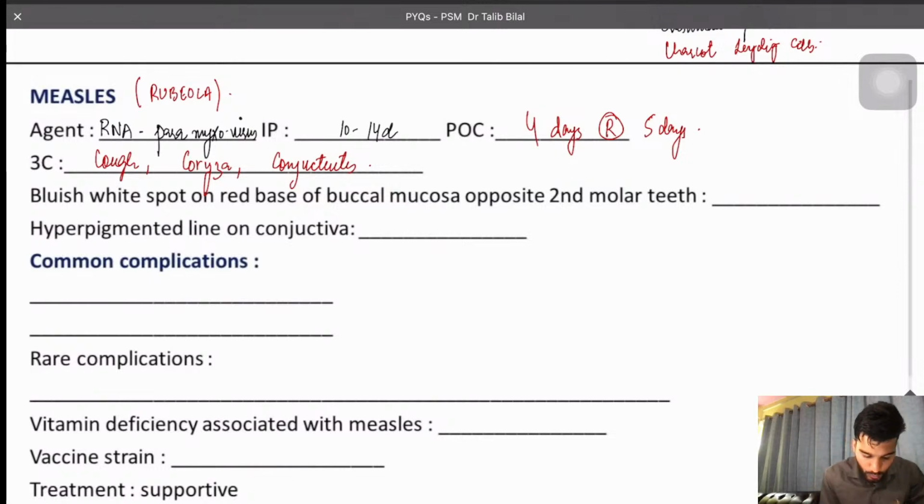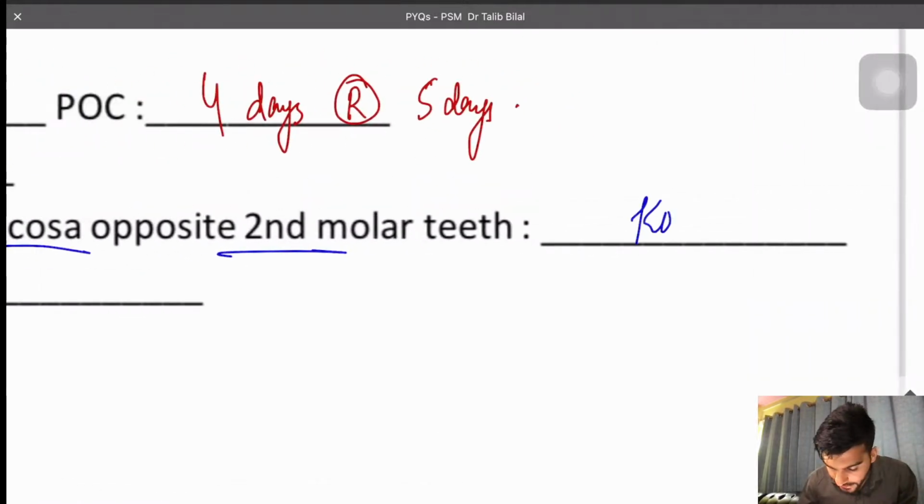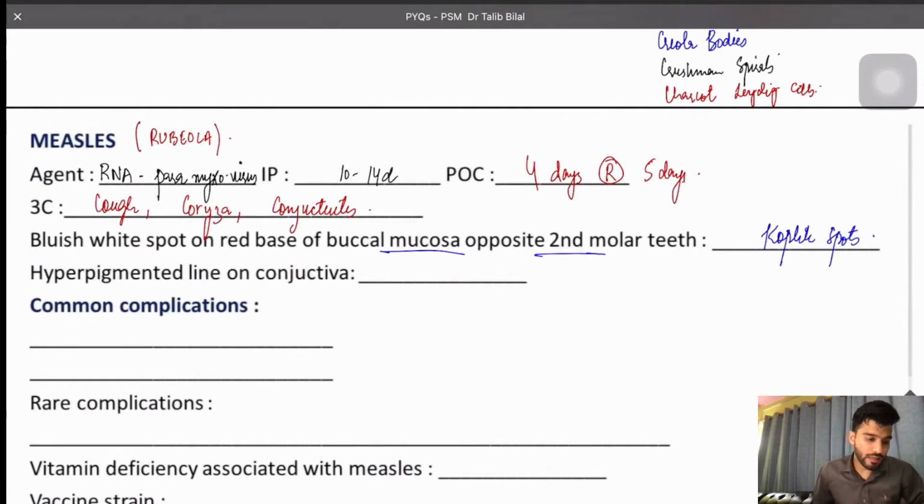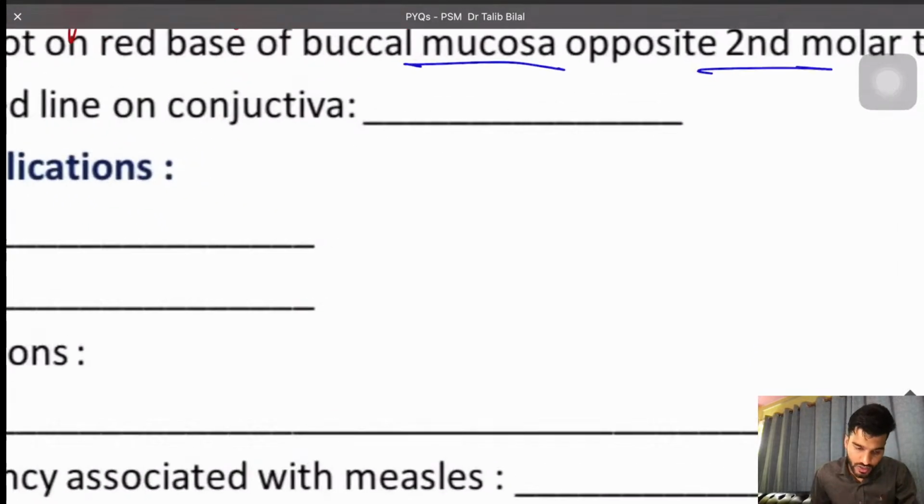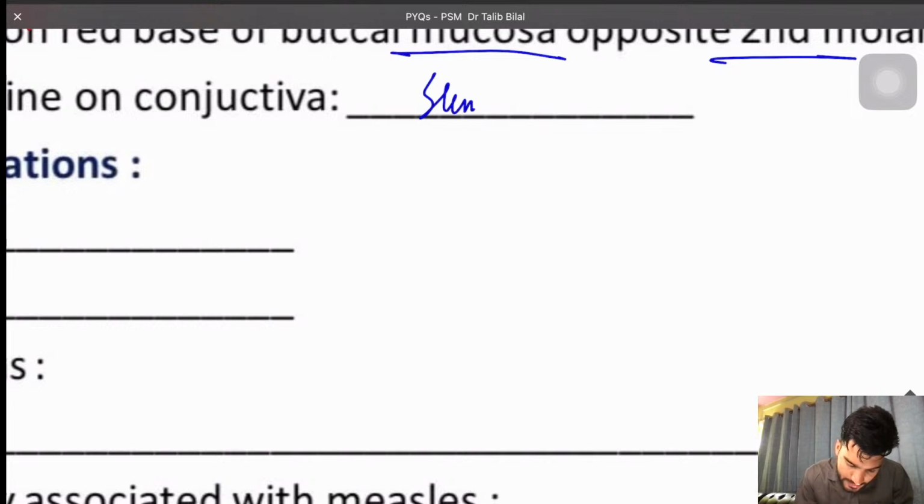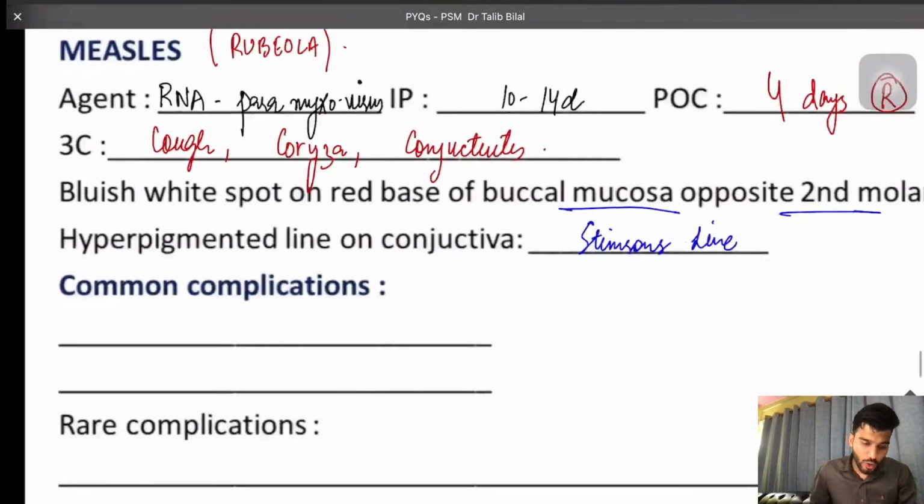Then, guys, bluish white spot on the red base of buccal mucosa opposite to the second molar teeth. What are these classical spots called? Koplik spots. These spots are called Koplik spots. And you have a hyperpigmented line on conjunctiva called Stimson's line. Okay, now what are the common complications?